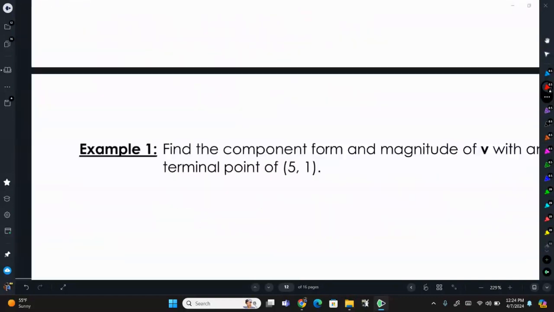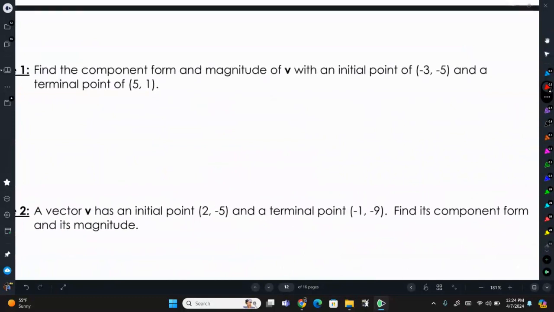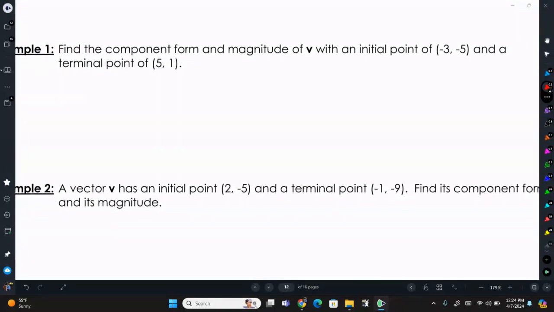So now let's look at example 1. Find the component form and magnitude of our vector with the initial point at -3, -5 and the terminal point at 5, 1. So remember, it's always the terminal minus the initial. So our vector is equal to 5 minus -3, comma 1 minus -5.